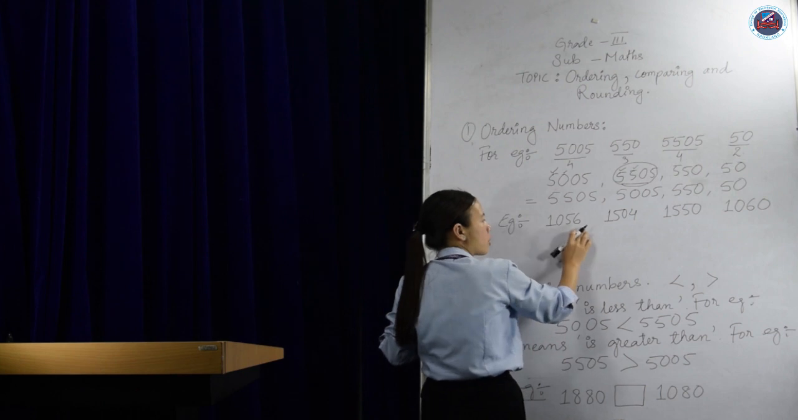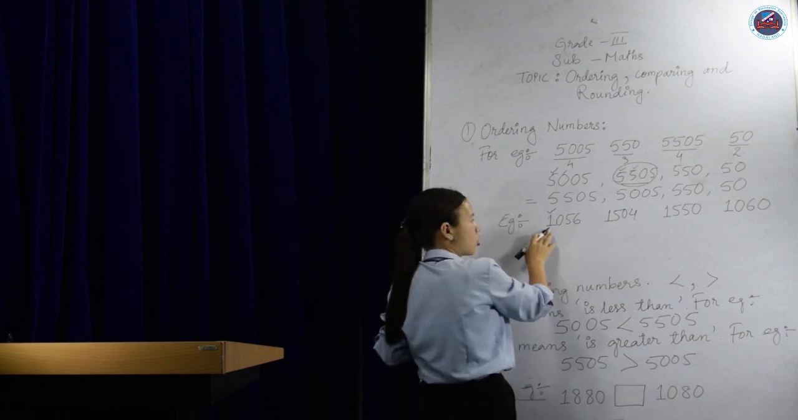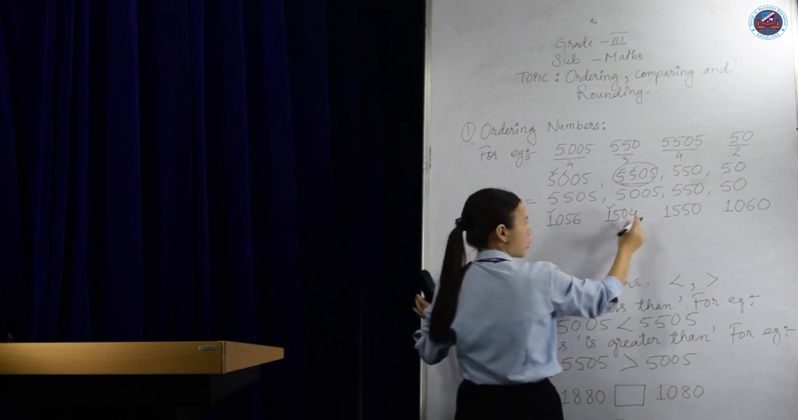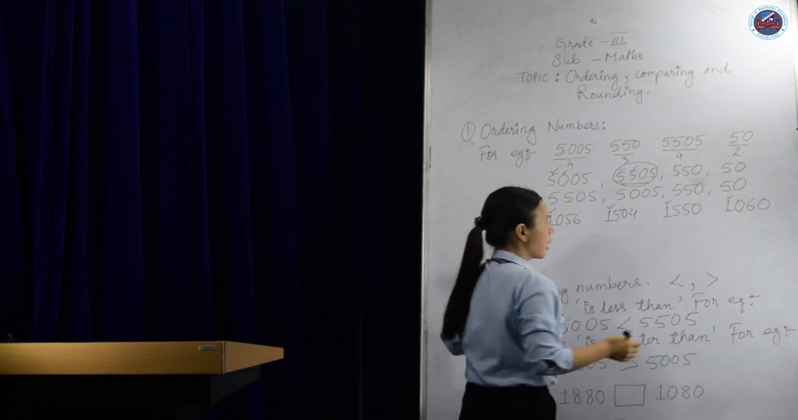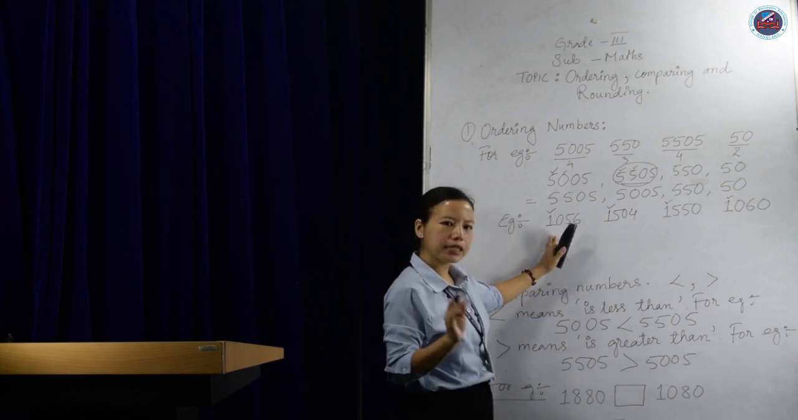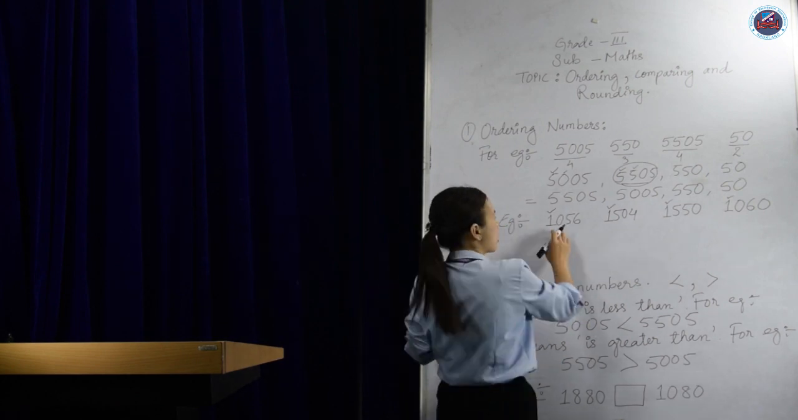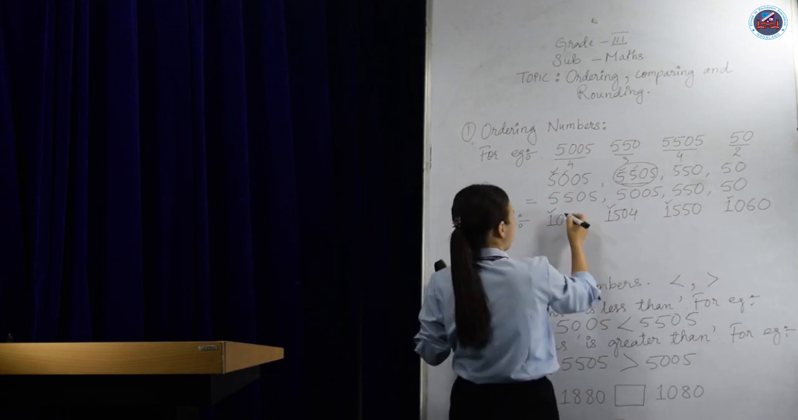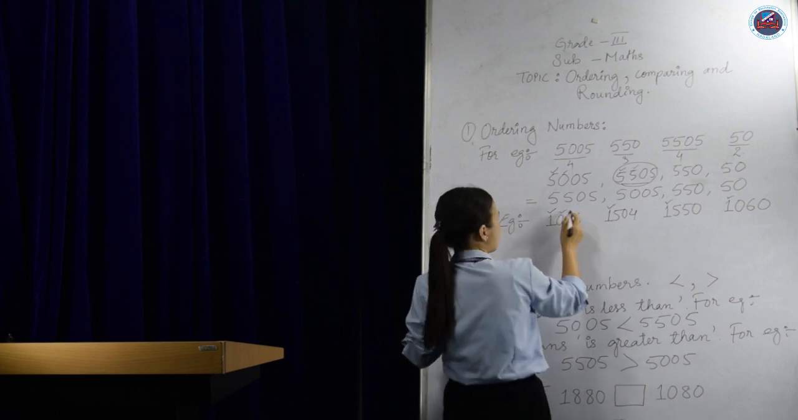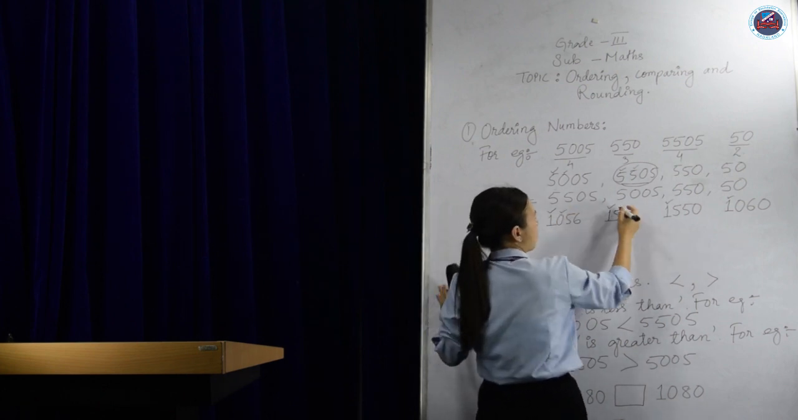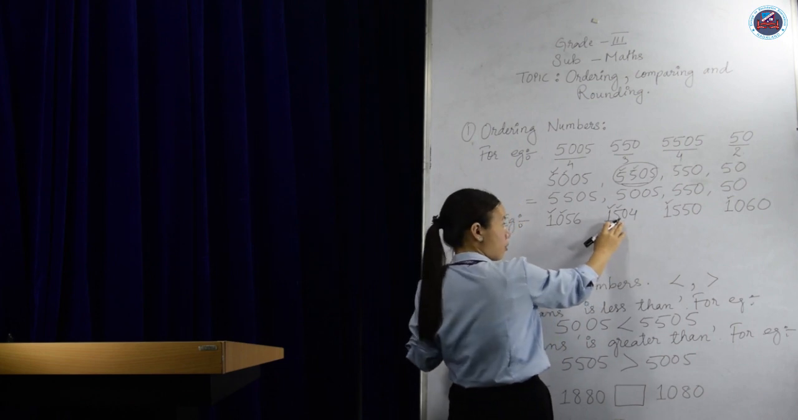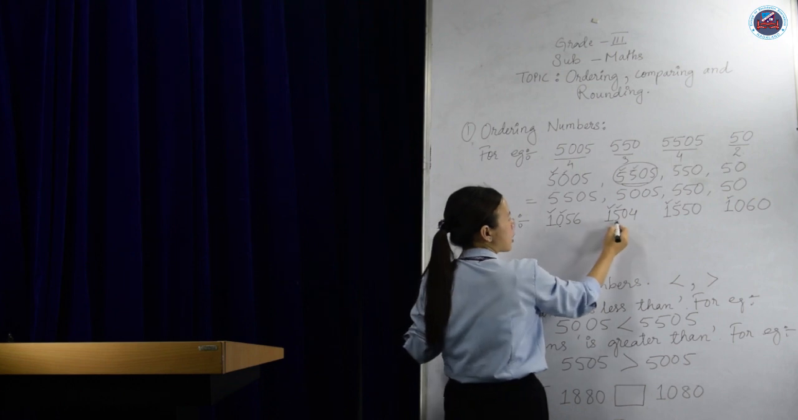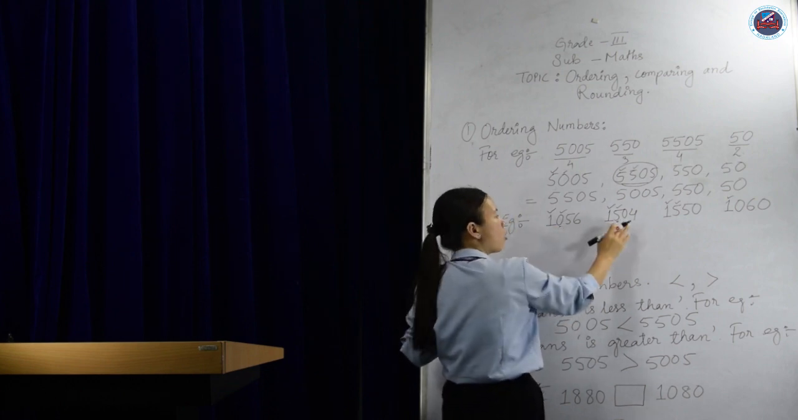Here, your first number has 1 in the thousands place. And here is also 1, 1, and 1. That means all the thousands digits are the same. So since they have the same digits in the thousands place, we'll go to the hundreds place. This one is 0. This number has 5 in the hundreds place, and this one is 5. That means this is 0 and this is 5. We know that 0 is smaller than 5.